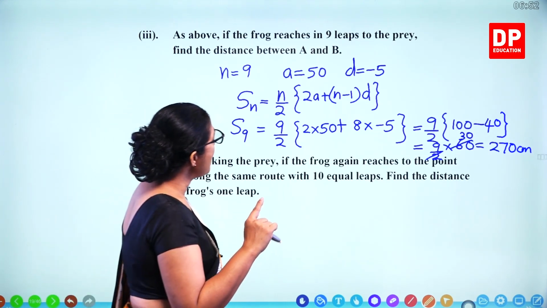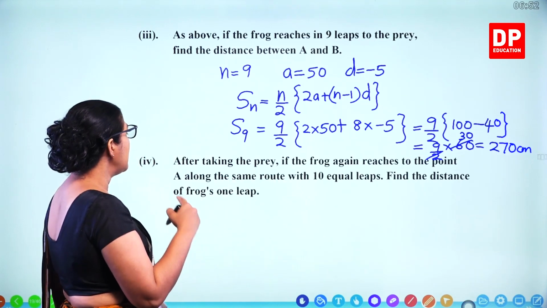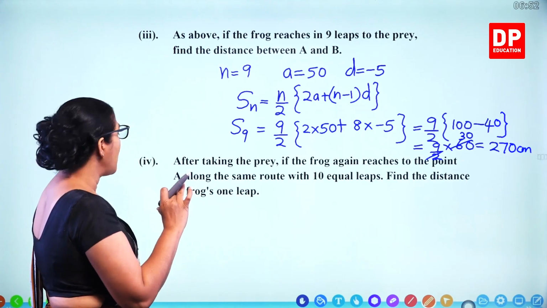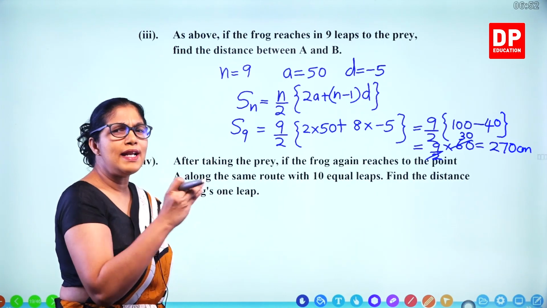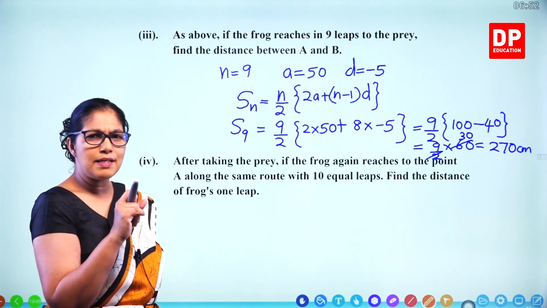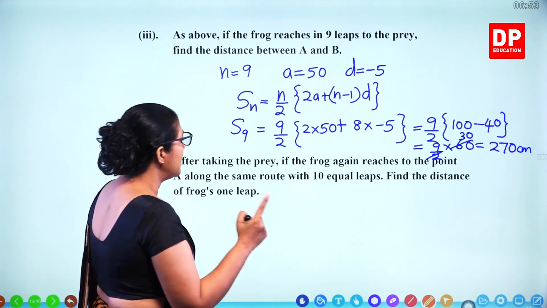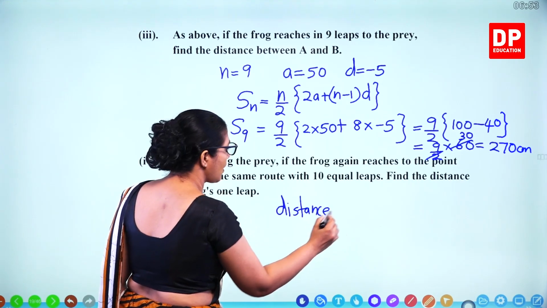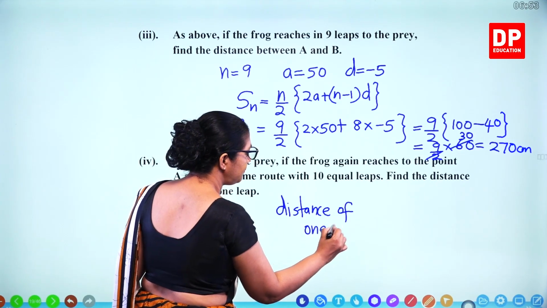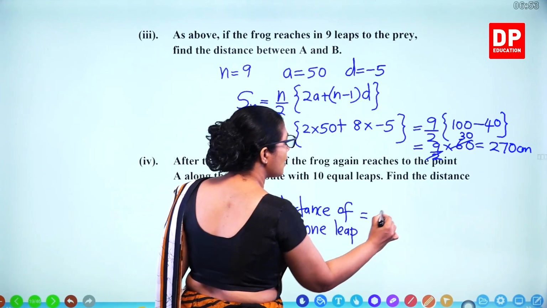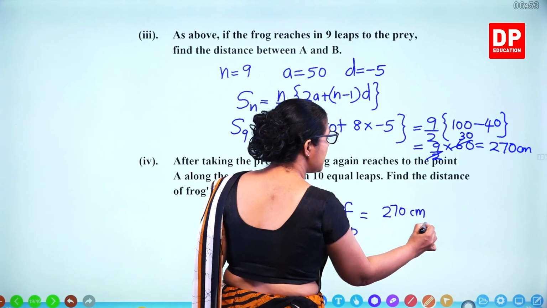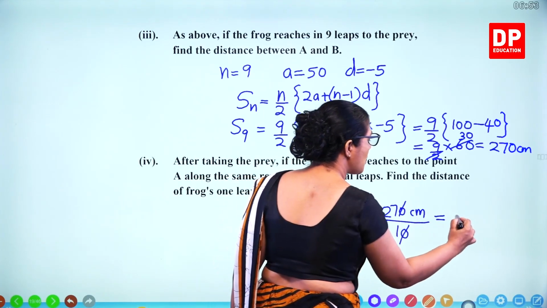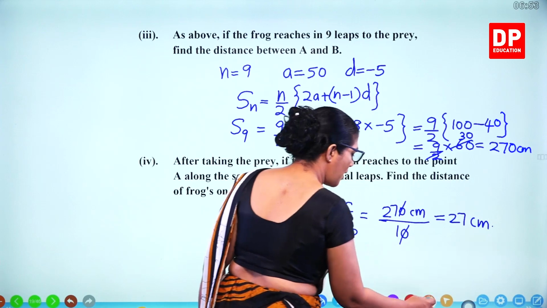After taking the prey, if the frog again reaches point A along the same route with 10 equal leaps, find the distance of the frog's 1 leap. So equally divided now, 270 centimeters. So what is the distance of 1 leap? 270 centimeters divided by 10, 10 equal leaps. So you get 27 centimeters is 1 leap.